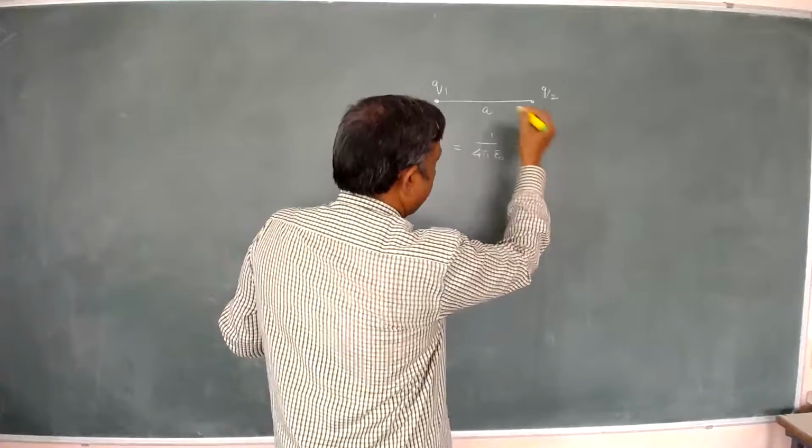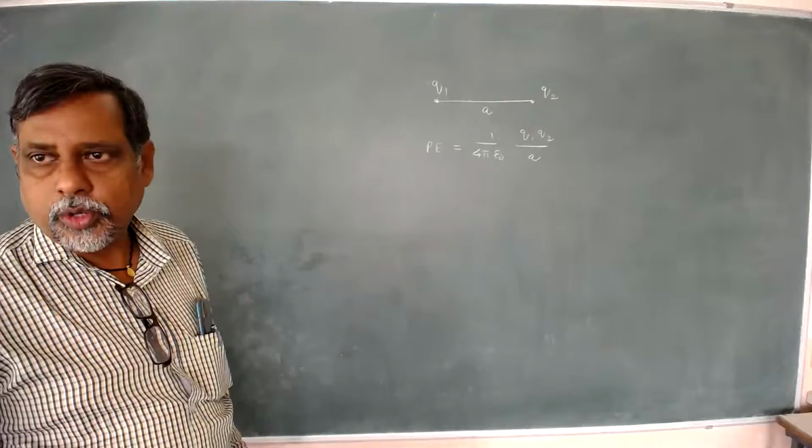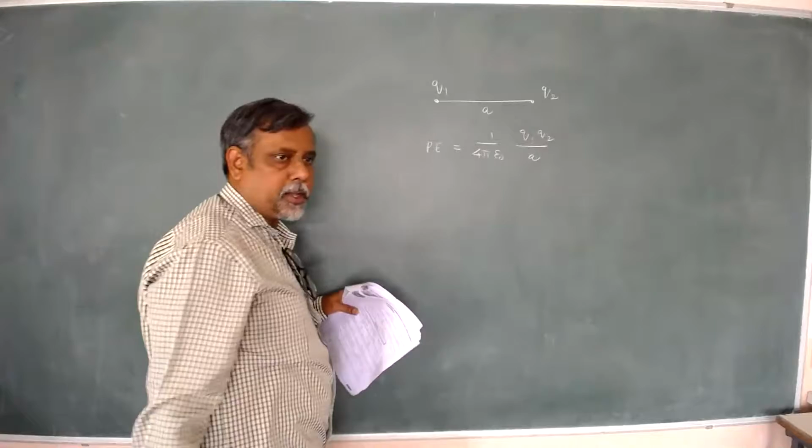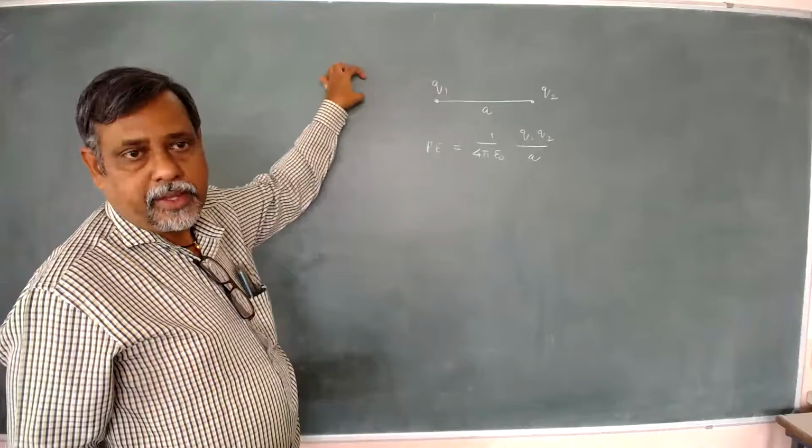You forgot. Potential energy is equal to 1 by 4 pi epsilon naught, Q1 Q2 by A. Now, the moment you leave these two charged particles from this position, they will acquire velocity. Kinetic energy is obtained by the two particles. With what kinetic energy is the first particle moving?